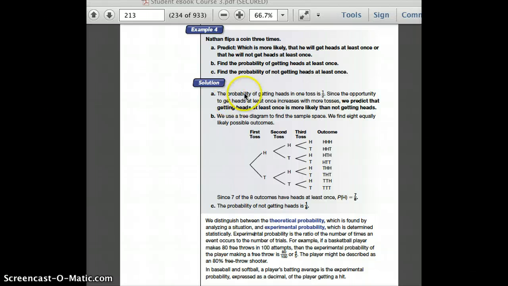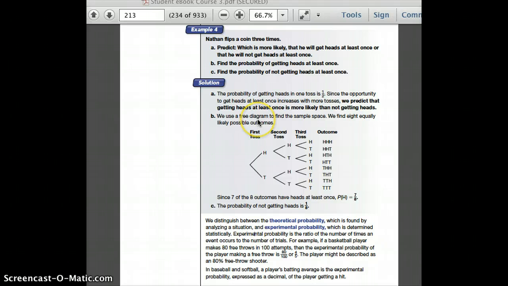So first, A. If he's flipping a coin, remember a coin is either heads or tails. The probability of getting heads on one toss is 1 out of 2, 1 being what we want, 2 being the total possibilities, heads or tails. Since the opportunity to get heads at least once increases with more tosses, we predict that getting heads at least once is more likely than not getting heads.